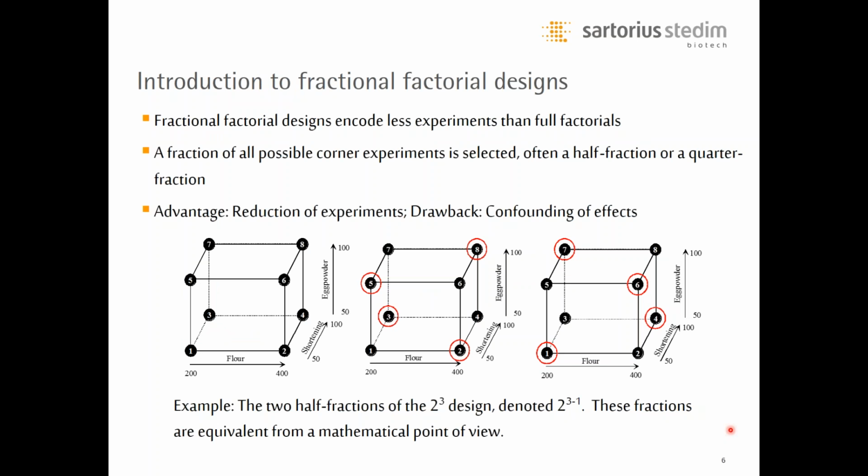Fractional factorial designs are popular because they encode fewer experiments than full factorials, and they are called fractional because you are making a fraction of all possible corners, often a half fraction or maybe a quarter fraction. In the little illustration here, using the famous cake mix example drawn from our course documentation, you can see how you can divide the full factorial design in 3 factors into 2 equivalent half fractions, denoted 2 raised to the power of 3 minus 1 fractional factorials.